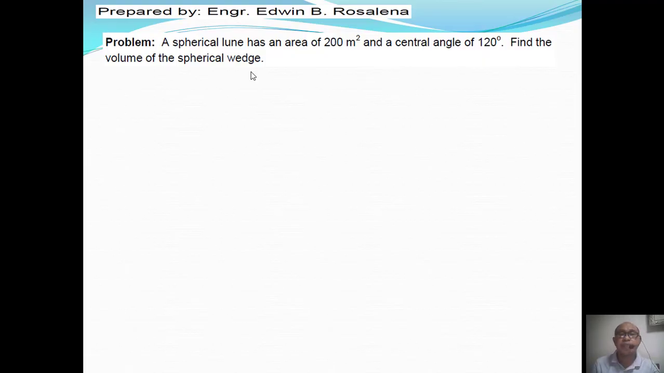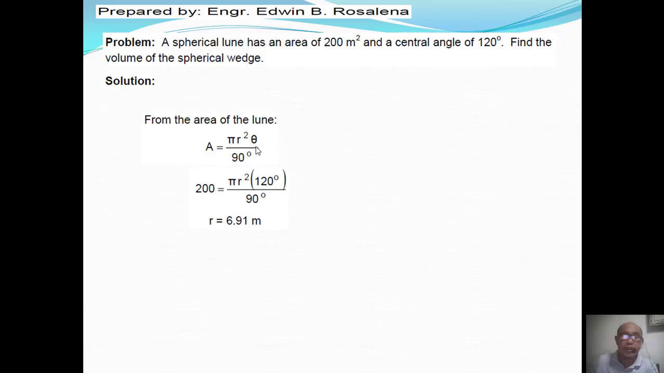Okay, so a spherical loon has an area of 200 square meters and a central angle of 120 degrees. Find the volume of the spherical wedge. Okay, so we will start with the area of the loon. So this is pi r squared theta over 90. We are given the area and the central angle 120. So from this, you can solve for the radius of the sphere. So we can come up with r equal to 6.91.